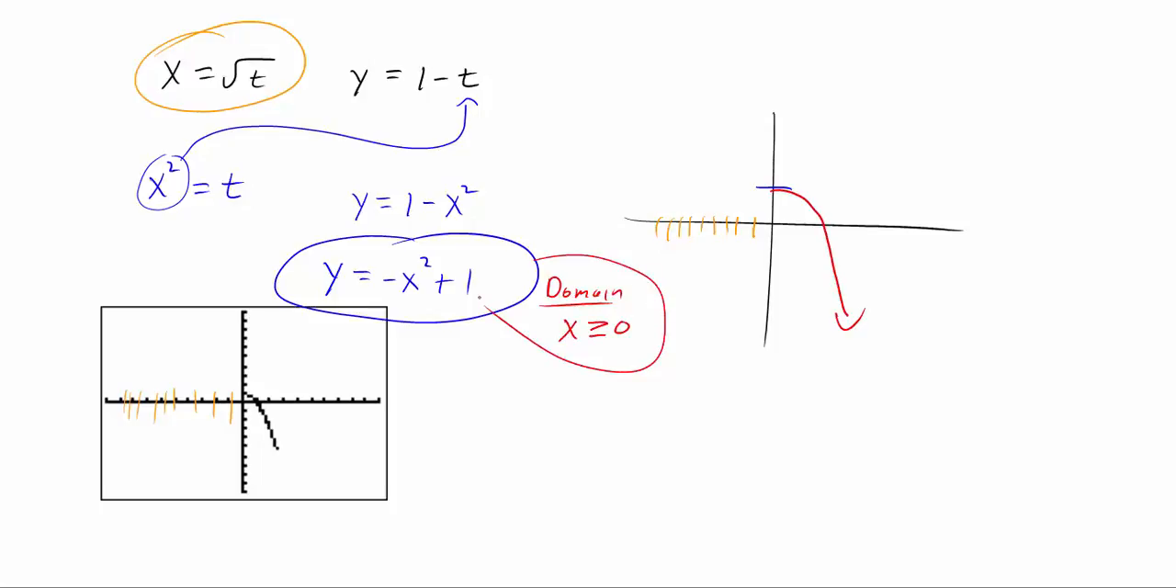So when we eliminate the parameter, we have to be careful and realize that when we come up with the equation, we have negative x squared plus 1, but we have to adjust the domain in this case because we only want to end up with part of the parabola. So that when we graph negative x squared plus 1, we're only going to get the right half, and therefore we eliminate the left half. And again, we do that because we cannot take the square root up here of a negative value, so the parametric equations are only giving us that half.